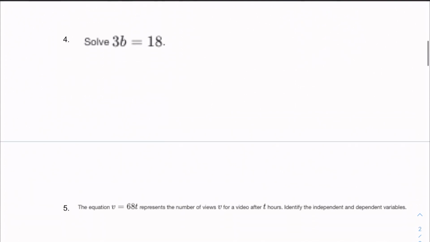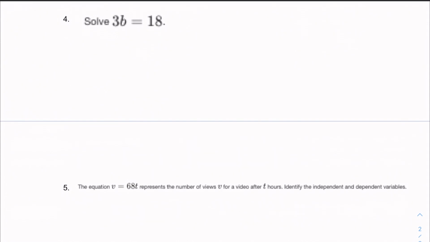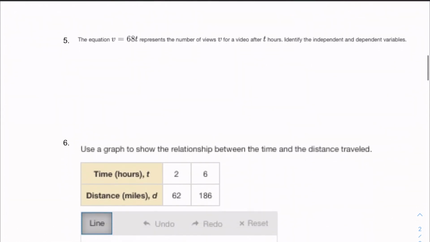Check. Moving on. Solve. 3b equals 18. 3b means 3 times b. So to do my inverse operations here, I'm going to divide by 3. Divide by 3. That goes away, so I get b equals 6. To check my work, I put in the 6 instead of the b, so I do 3 times 6 equals 18. Does that work out? Does 18 equal 18? Yes, it does. Check. That means this is the correct solution.